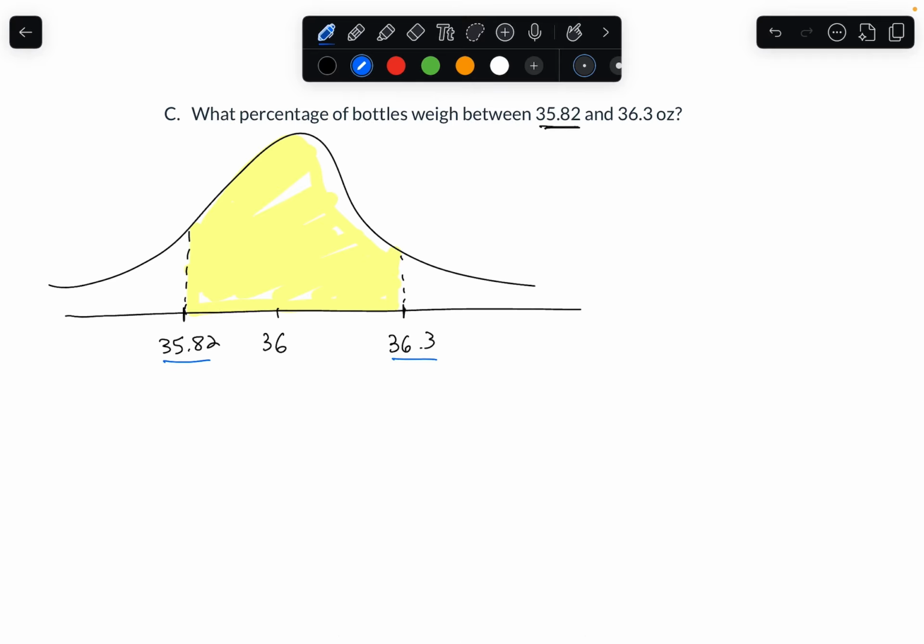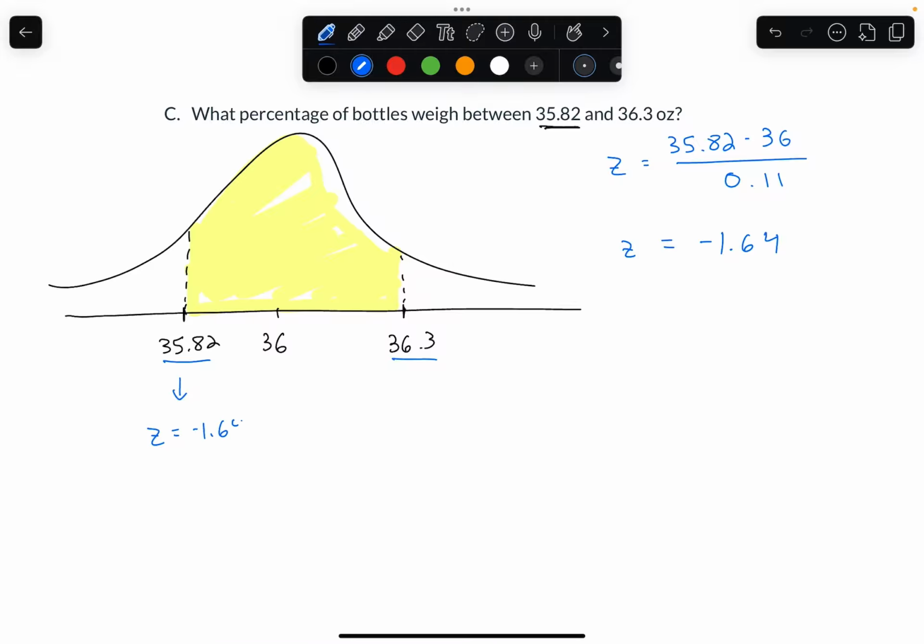We'll work left to right here. The z-score corresponding to 35.82. So first of all, z equals 35.82 minus my mean, which is 36, divided by our standard deviation. We said that was 0.11. So 35.82 minus 36 over 0.11 gives me negative 1.636 repeating, so that would be negative 1.64 rounded to 2 decimal places. So this corresponds to z equals negative 1.64.